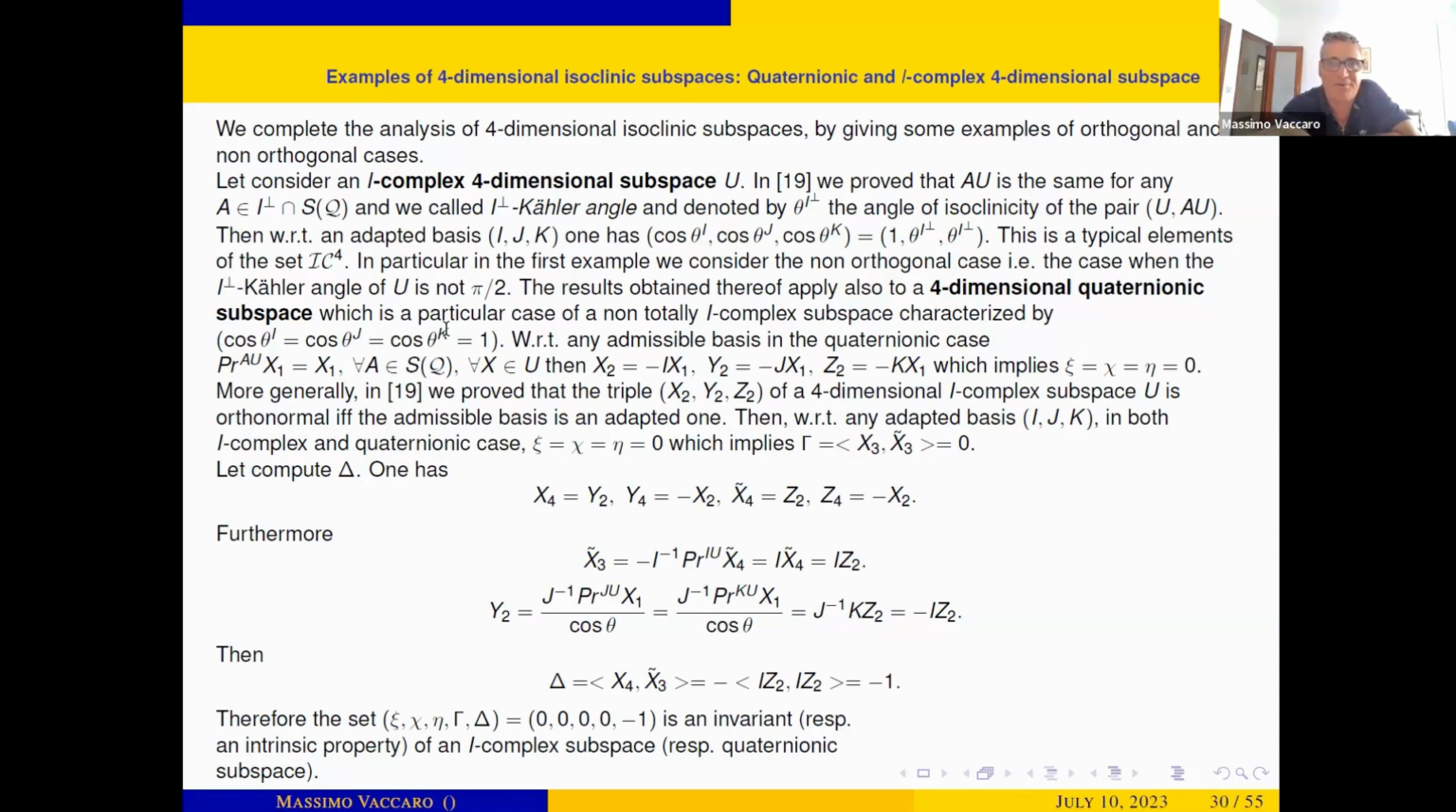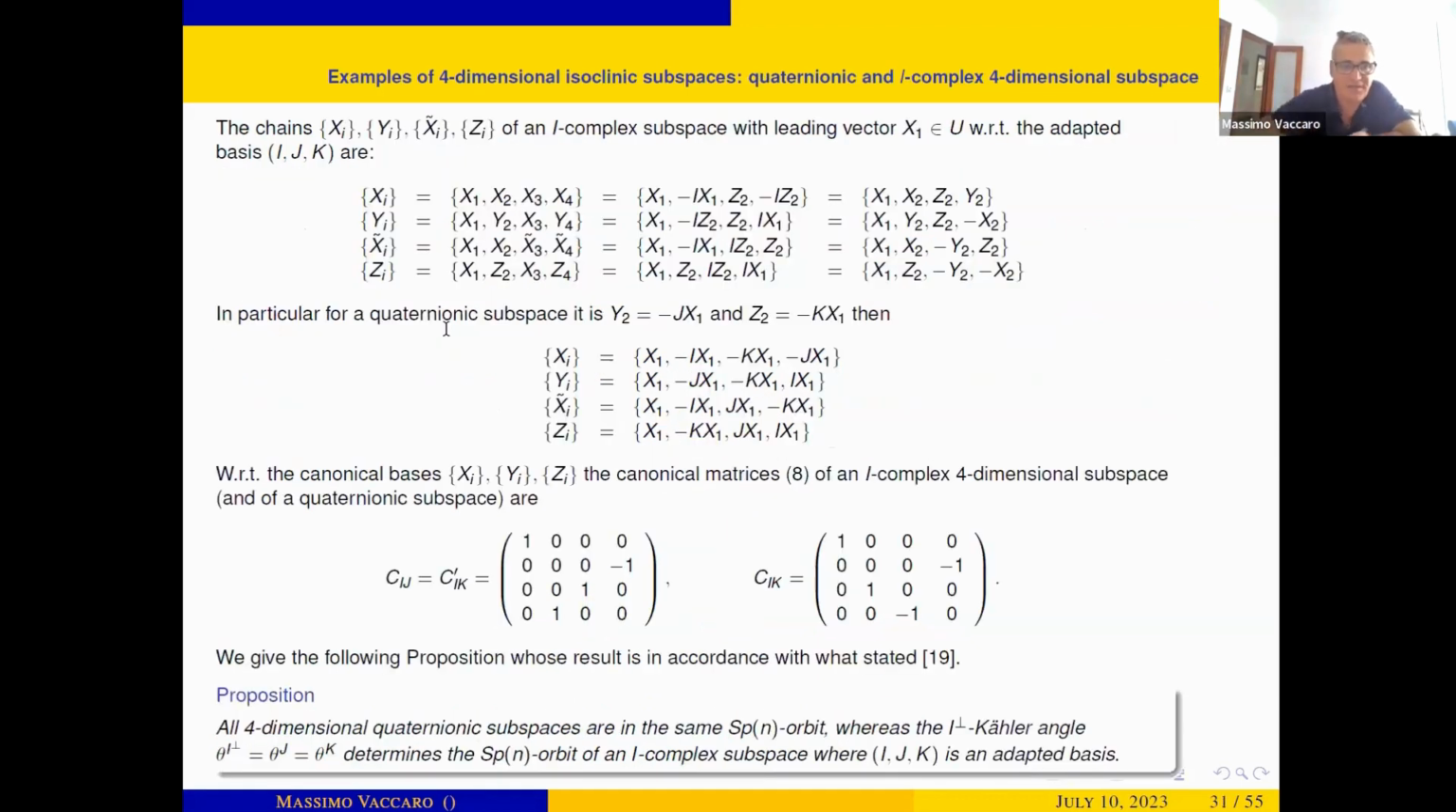And then I call that the principal angle with respect to any complex structure orthogonal to I. Let's say with respect to J, with respect to K, and with respect to any linear combination of J and K. And this subspace is important because we show at the end that all 4-dimensional quaternionic subspaces, which are a particular case, are complex by any complex structure. So it's not I-complex or J-complex, it's complex by any A.